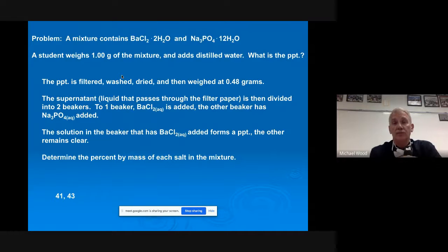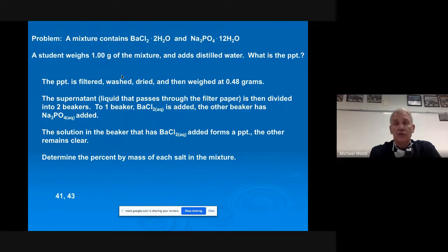We're going to weigh the filter paper, and we'll just subtract the mass of the filter paper. So they're saying that the precipitate, the solid, weighs 0.48 grams. The supernatant, the liquid that passes through the filter paper, is then divided. This supernatant is what you're going to do in the lab on Wednesday, Thursday. The last thing is divided into 2 beakers.